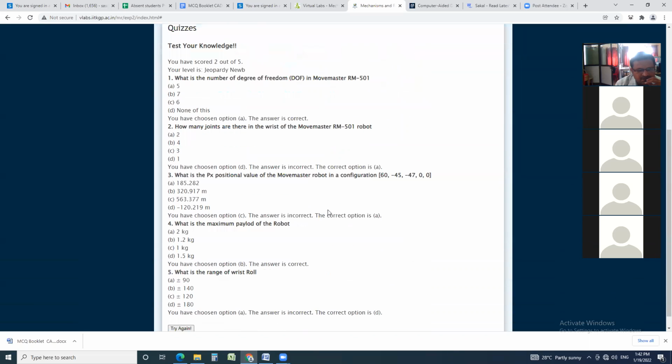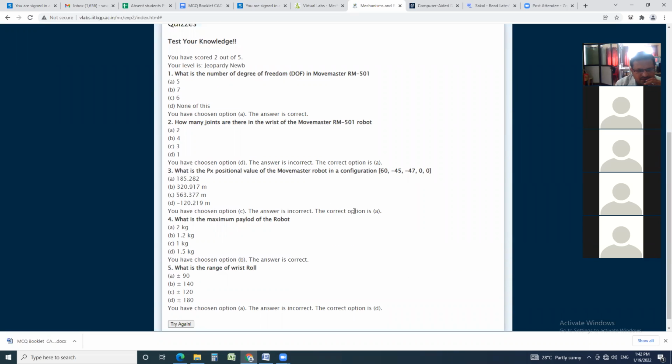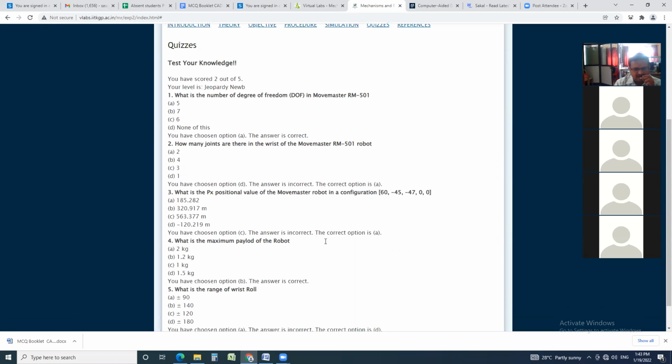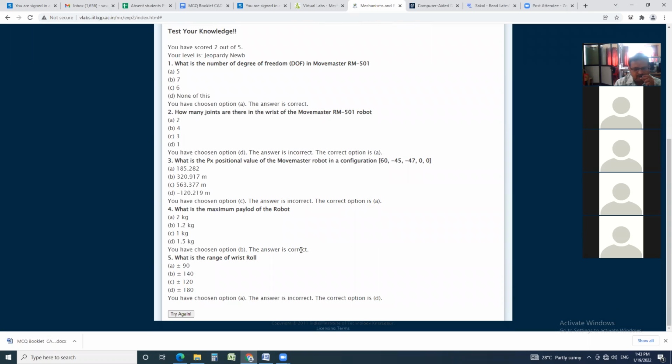See that I have got 2 marks. First is correct. How many joints are there? 2 joints are there. I have taken 1. What is the PX position value? I have taken option A. Correct option, I have taken C; correct option is A. Maximum payload 1.2 kg is correct. What is the range of the wrist roll? It is plus minus 180.